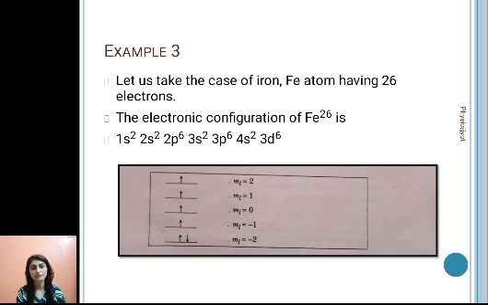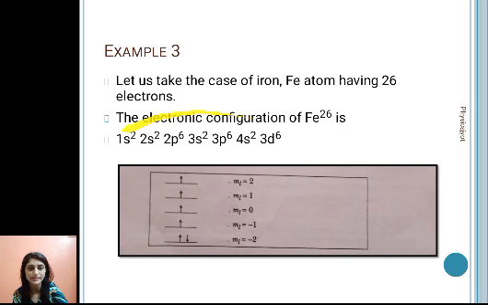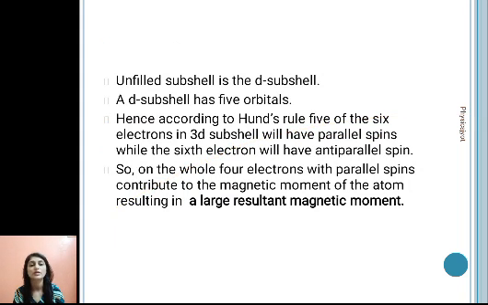Now we know that here all the subshells are filled subshells. ठीक है. और D shell जो है, D subshell जो है, it is not completely filled because D का capacity 10 का है and I have only 6, so it is not completely filled. So unfilled subshell here in the case of iron, it is the D subshell. D subshell has 5 orbitals that we have seen, and according to Hund's rule 5 of the 6 electrons in 3D subshell will have parallel spins, while 6th electron it will have anti-parallel spin and it will pair with the ml is equals to -2 value.